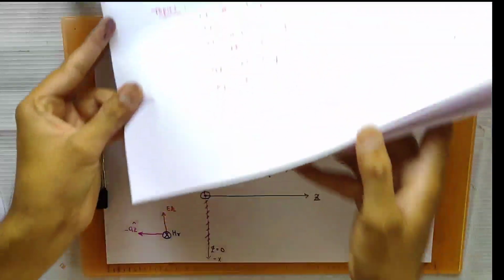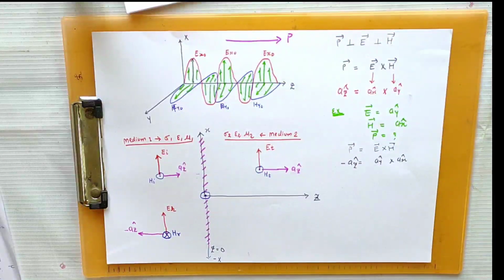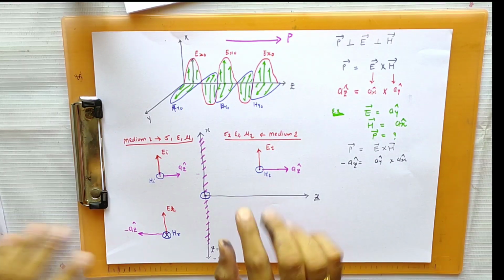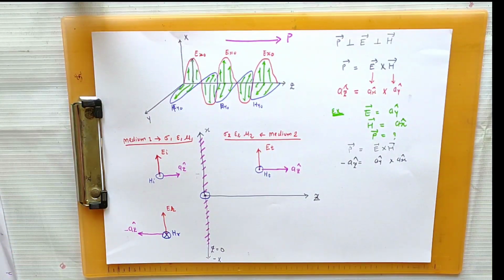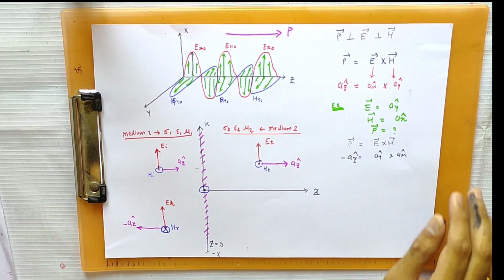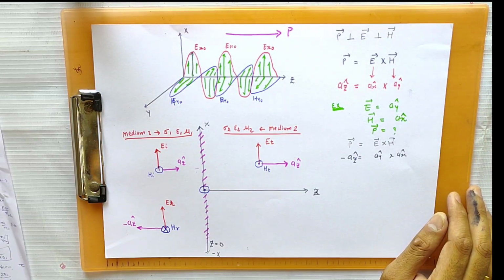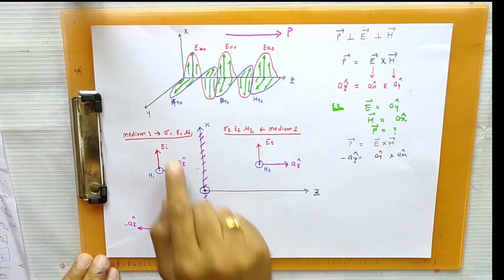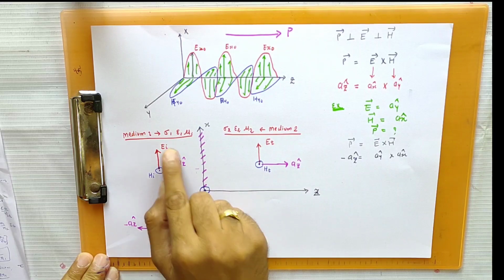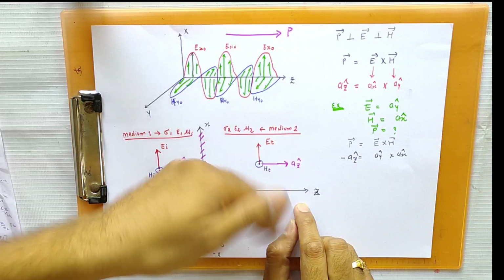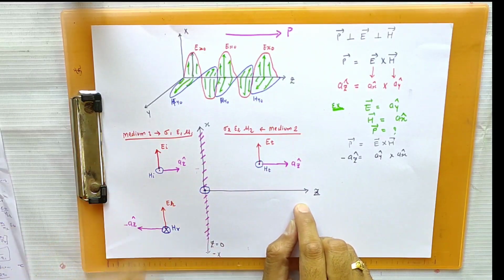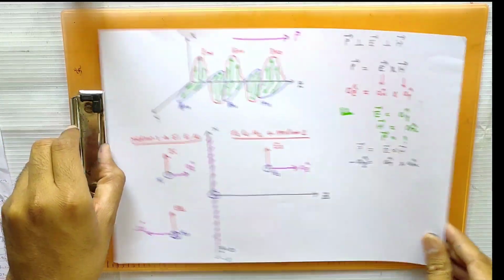Okay, clear? So now we will derive the equations of transmission coefficient and reflection coefficient for the electromagnetic wave. Clear these things. So this E_I and H_I, these are the incident electromagnetic wave, the transmitted electromagnetic wave, and the reflected electromagnetic wave.